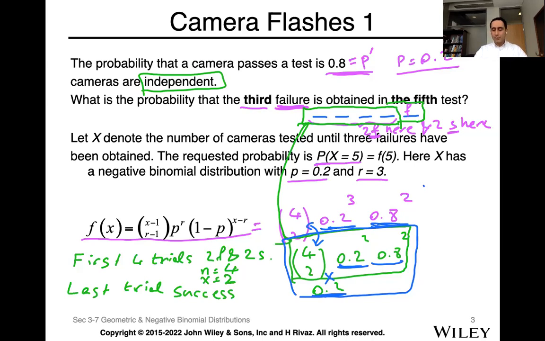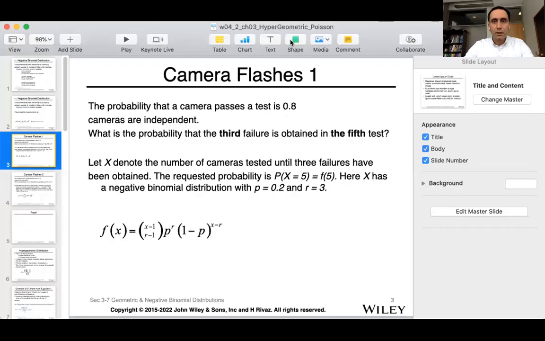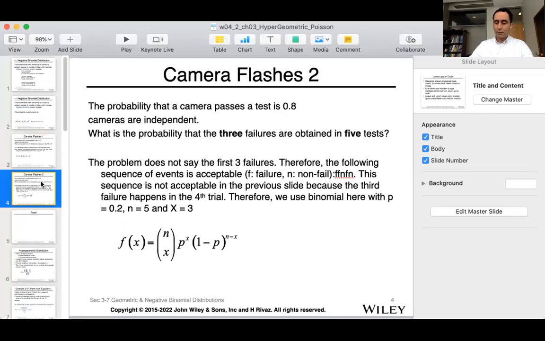So I think the proof is important because it helps you know when you should use this distribution. Any questions? Okay. So there are more people who have joined, so let me admit them.